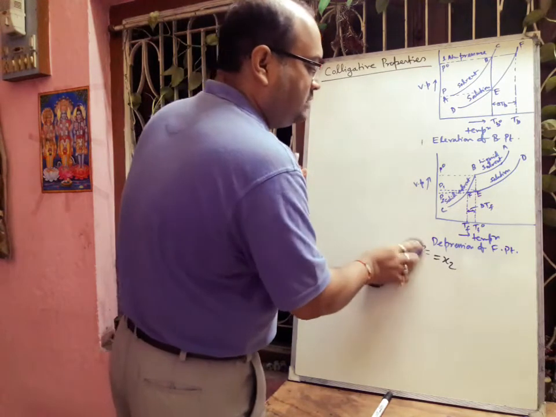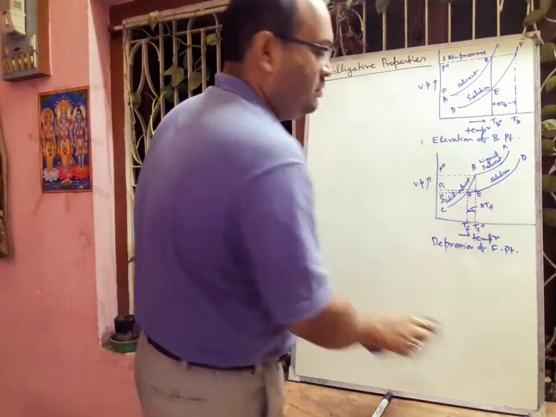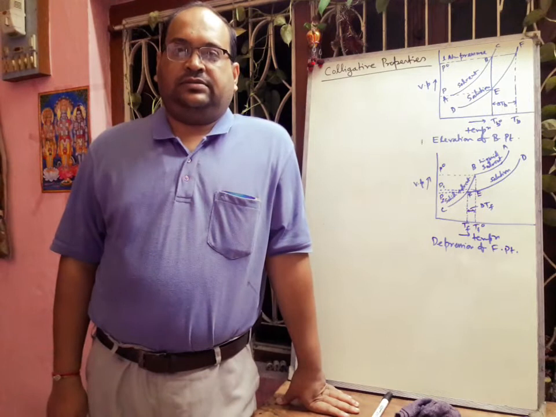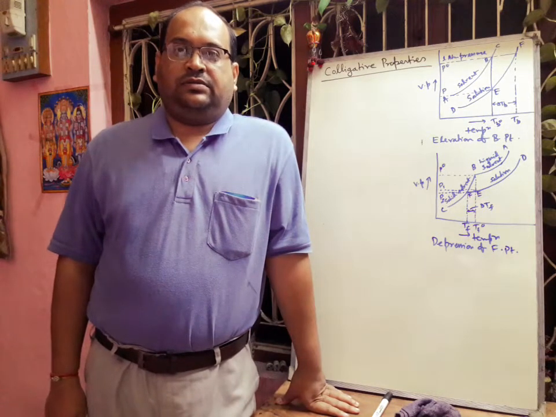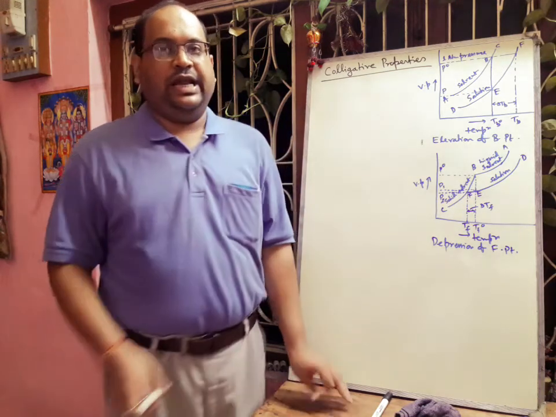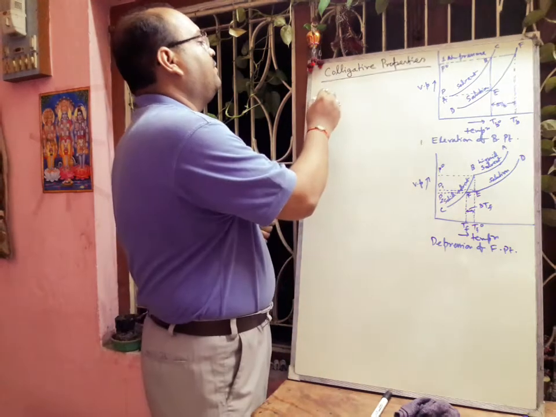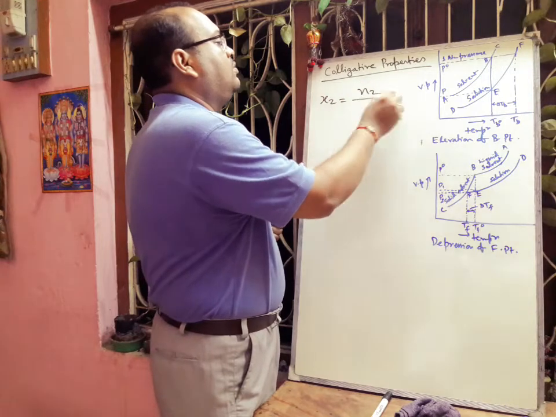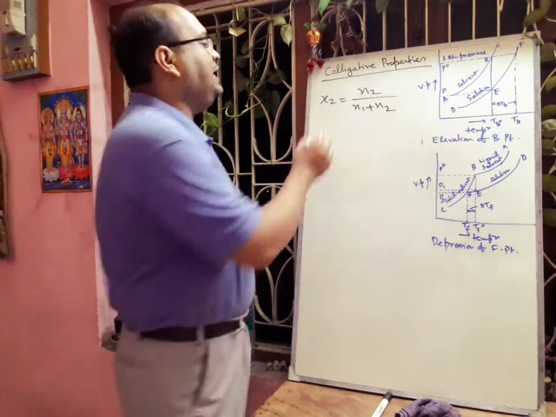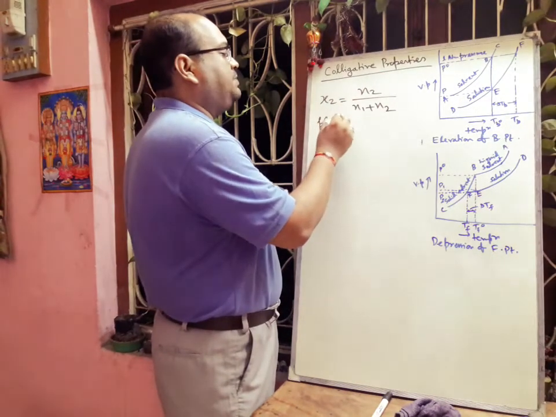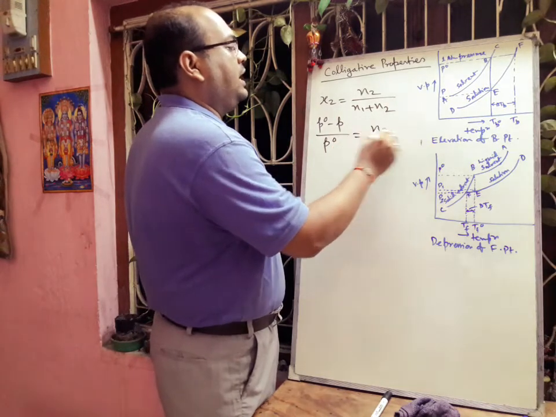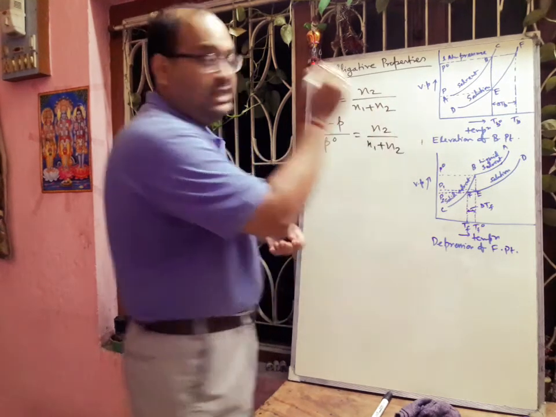Next we will discuss that the mole fraction X2 we can write as N2 by N1 plus N2. Now we can again write this relative lowering of vapor pressure, that is P0 minus P by P0, is equal to N2 by N1 plus N2. This is another form.